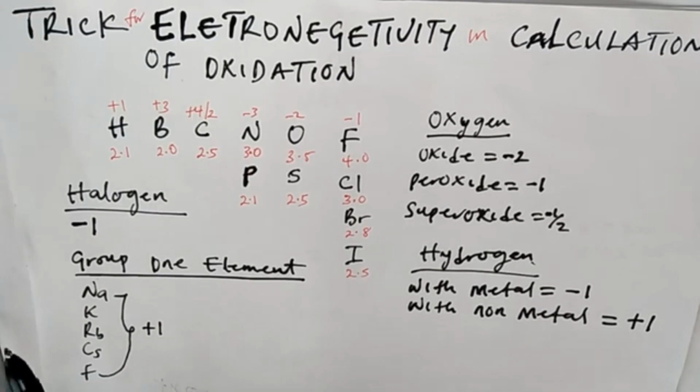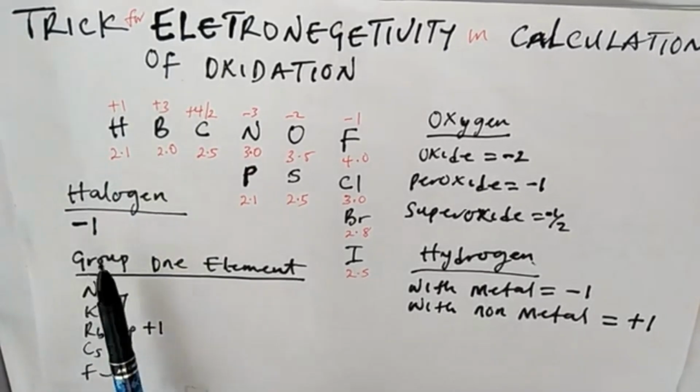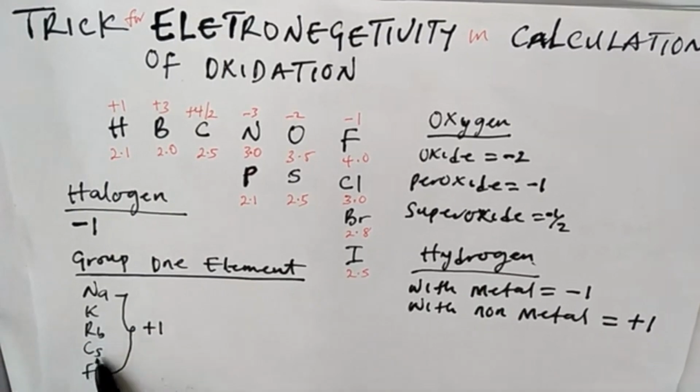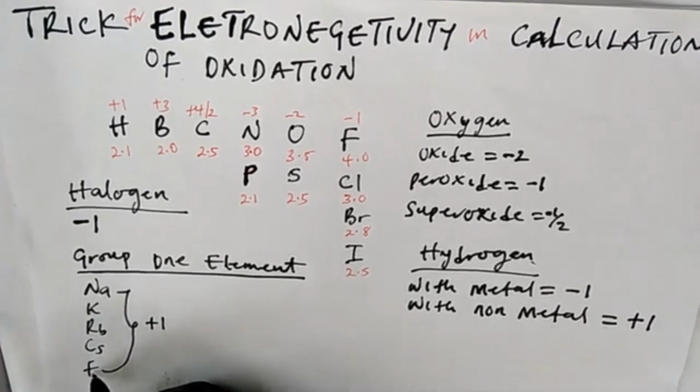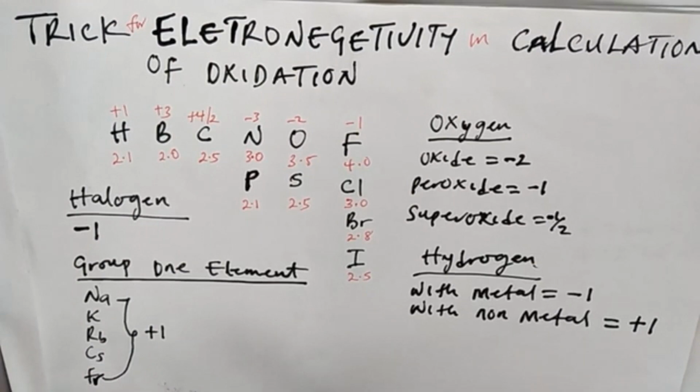For halogens, that is fluorine, chlorine, bromine, and iodine, they usually have a -1 oxidation number. Now, the group 1 elements which are directly under hydrogen, that is, we have sodium, potassium, rubidium, cesium, and francium. Sorry, this is supposed to be R. Francium. They all carry a +1 oxidation number.